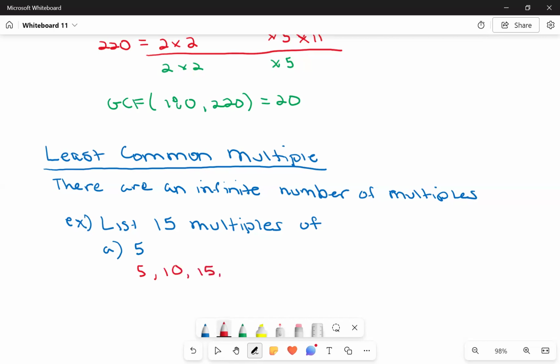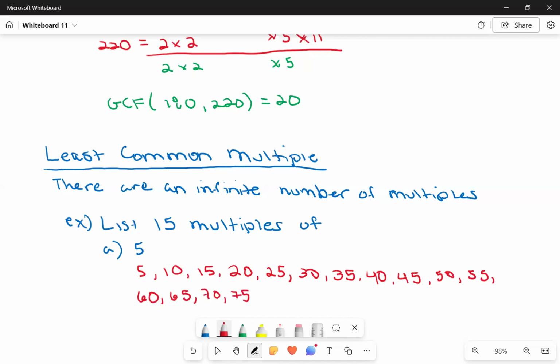Okay, so 5, 10, 15, 20, 25, 30, 35, 40, 45, 50, 55, 60, 65, 70, 75. So much fun. Okay, that's the first 15 multiples of 5.